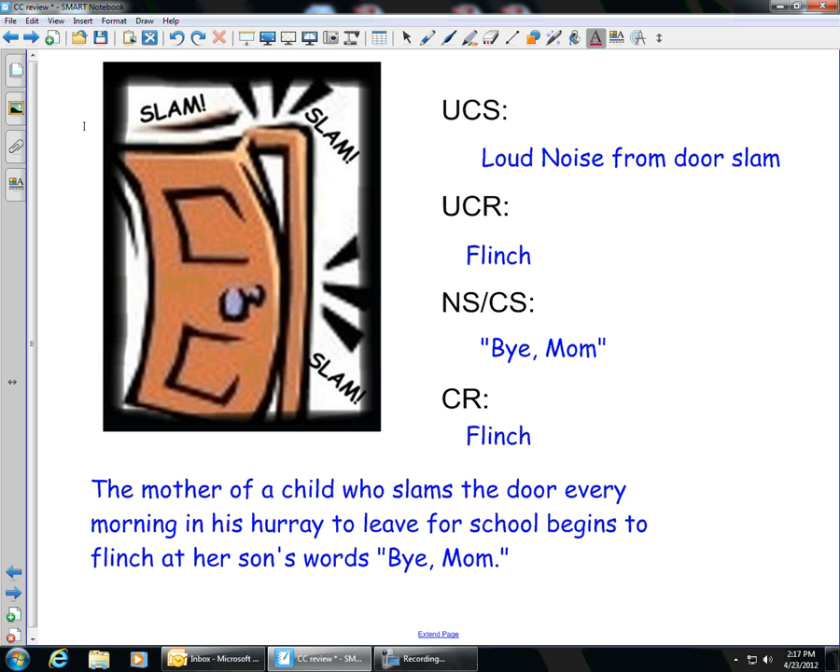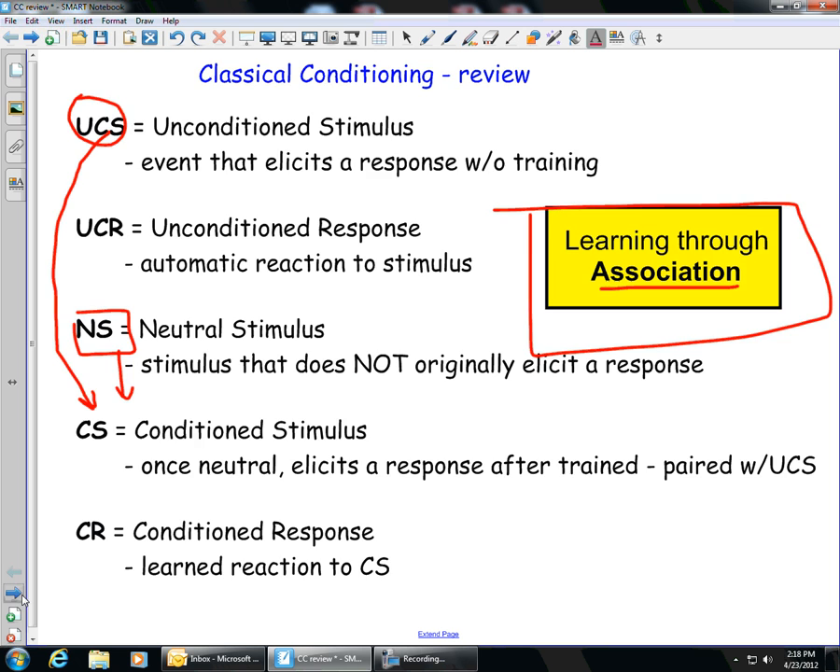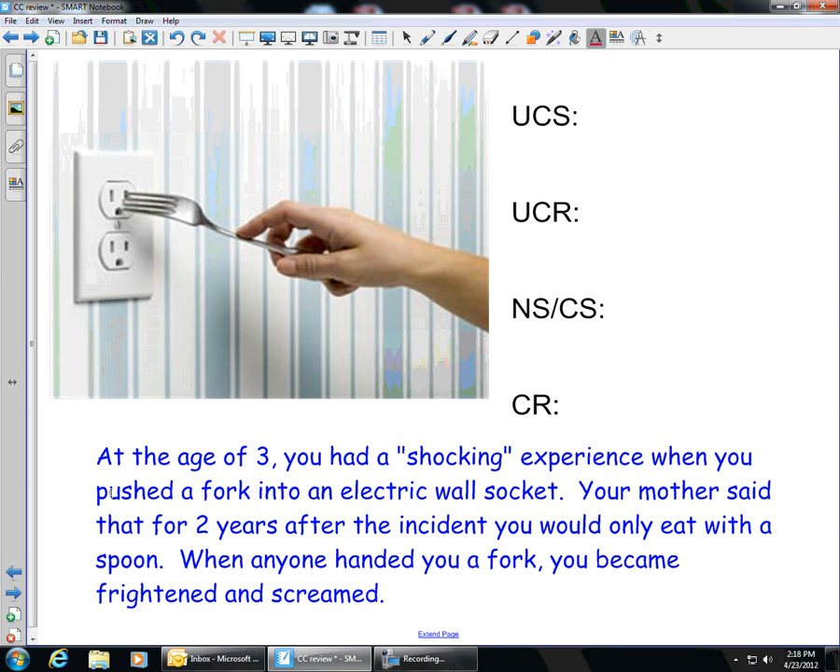If this is making sense and you're feeling solid about these examples, you're going to be very prepared for what we do on the writing on the unit test. You're going to have a little story like this one here about the socket and the fork, and then you're going to have to not only define these terms, going back to these definitions, but then you're going to have to diagram the situation just like we've been doing now. So look at this example and then pause it and do it yourself to see if it checks out. At the age of 3, you had a shocking experience when you pushed a fork into an electric wall socket.